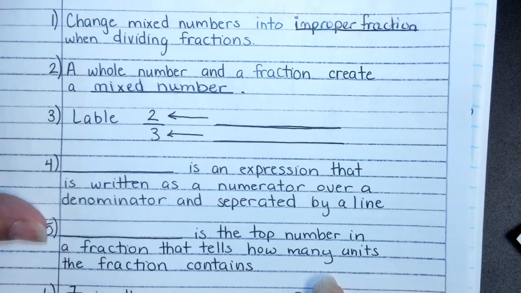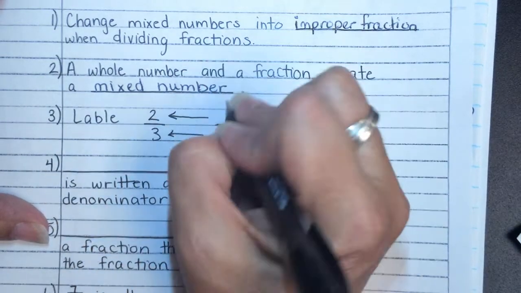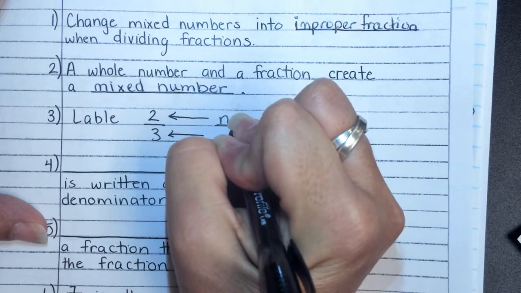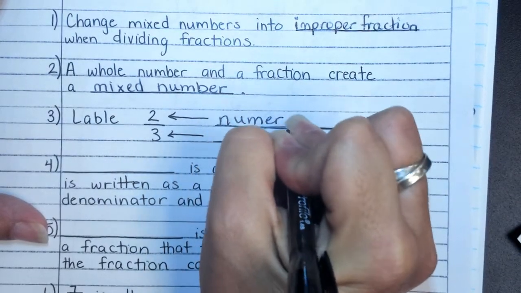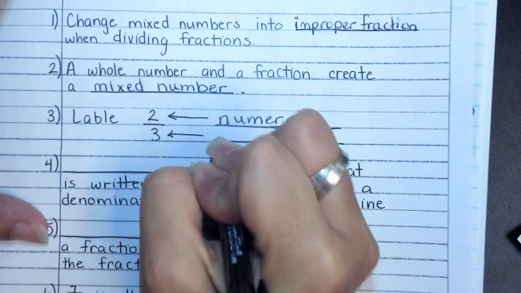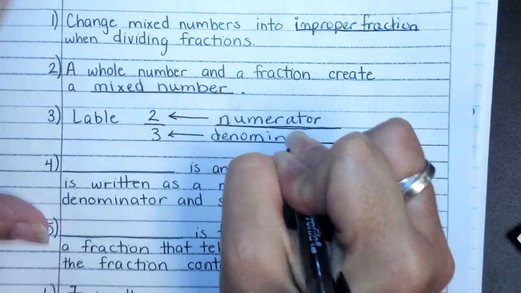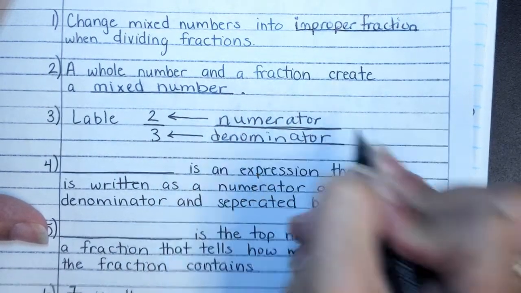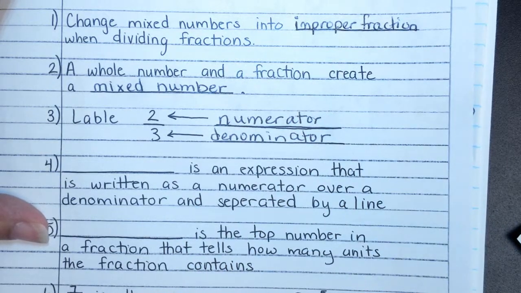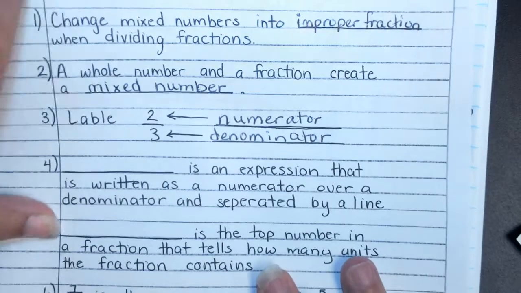Okay. The 2 in this fraction is the numerator, and the bottom is the denominator. And this should all be review. It was kind of in our notebook before today, and since we knew you probably just trashed it, we are redoing it real quick. Okay.